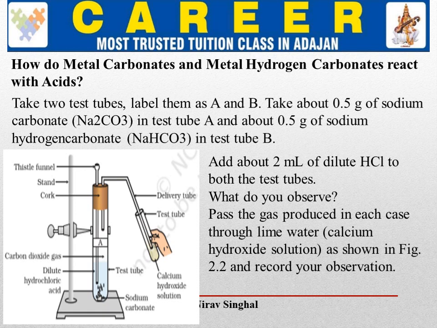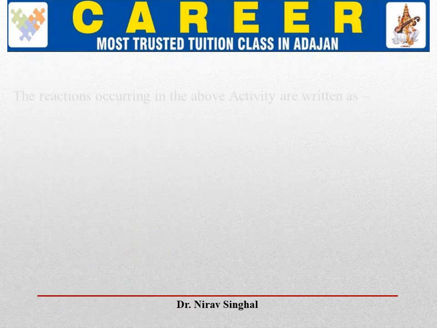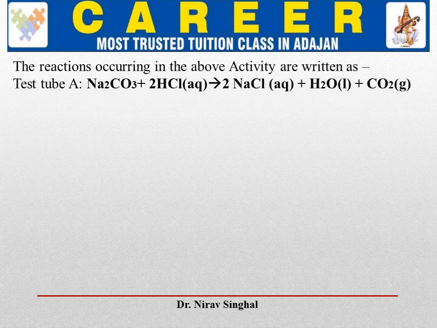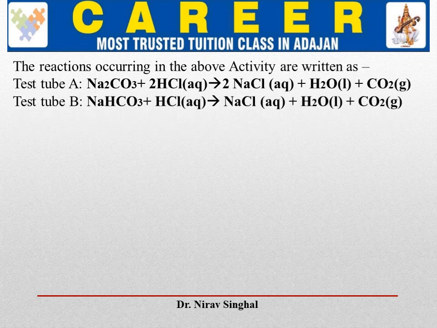Here it comes in contact with the calcium hydroxide, and whenever calcium hydroxide reacts with CO2, it gets converted into a turbid solution due to the formation of calcium carbonate. The reactions occurring in the above activity are as follows. In test tube A, sodium carbonate reacts with 2 moles of HCl to give 2 moles of NaCl plus H2O plus CO2 gas. Whereas in test tube B, where NaHCO3 is placed, it reacts with HCl to give NaCl plus H2O plus CO2. So both metal carbonate and metal hydrogen carbonate, on reaction with acid, release carbon dioxide gas.